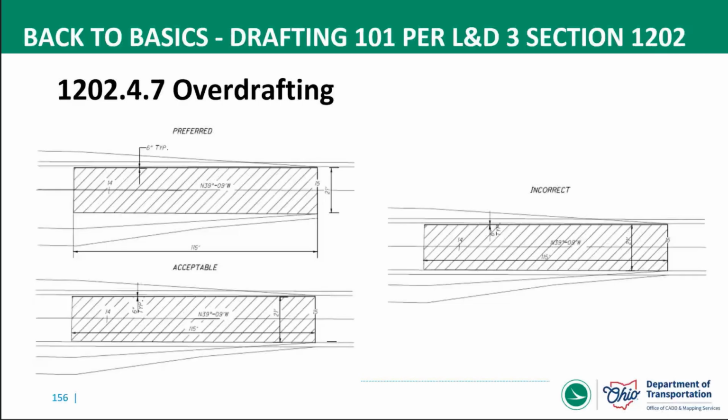The top left is preferred there, where the 6-inch typical dimension is outside of the hatching. You can see where the hatching was broken through for the station and the bearing there. The lower left is kind of acceptable. I would still lean towards that being incorrect if you asked me. And then the other one on the right is just ugly.